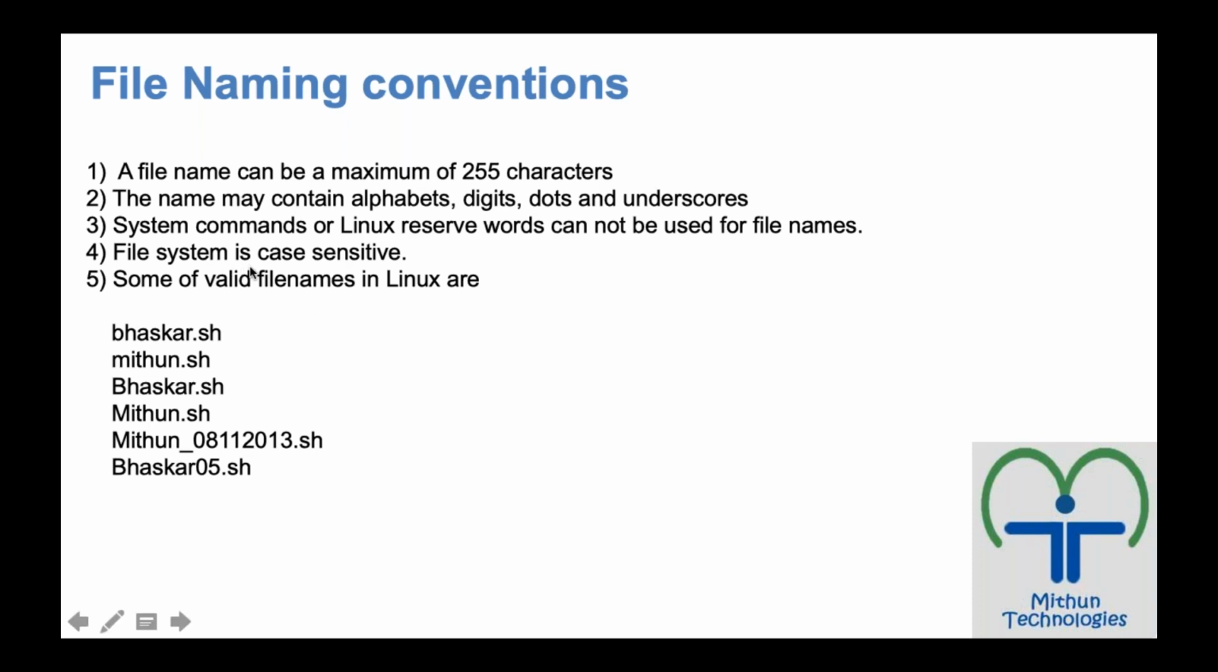And the file system is case sensitive. If you see here, basket.sh, the first one, and the third one, if you see, has a capital letter B. Again, that one is also basket.sh. Correct. So basket.sh with lowercase b and uppercase B are both different files, not the same file. Already we know in Linux all the commands are lowercase, and the file system is case sensitive. Right? So these are some valid file names.